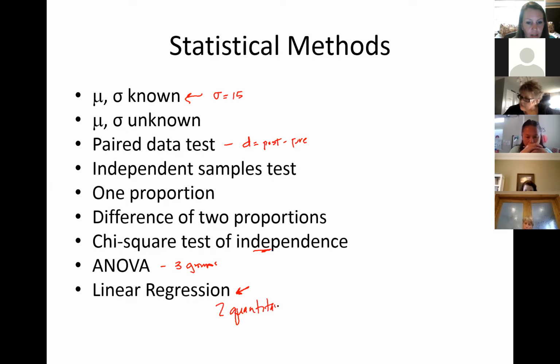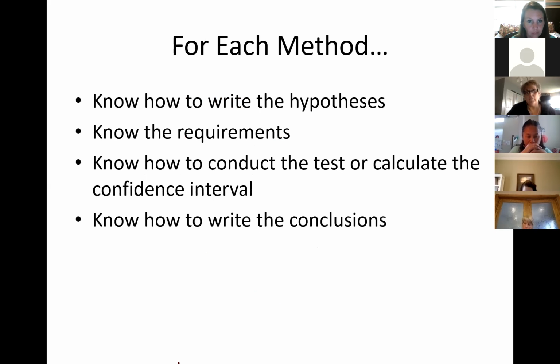And a lot of times the purpose of doing regression is going to be to make predictions. So if the problem's saying, hey, we measured people's height and weight and we want to see if people's height can be used to predict their weight, then that's going to be a regression type problem. So for each of those different methods, you need to know how to write the hypotheses. You need to know what the specific requirements are for each of those individual tests. And they're all different depending on the test that you're looking at.